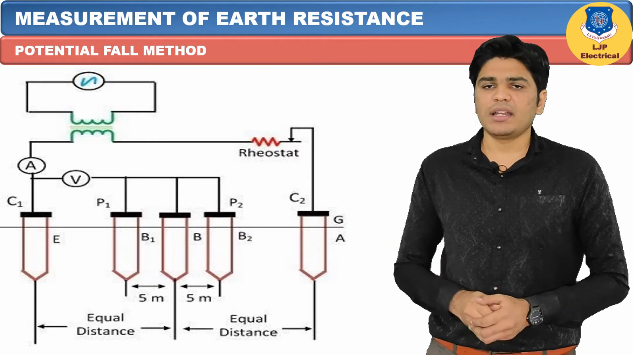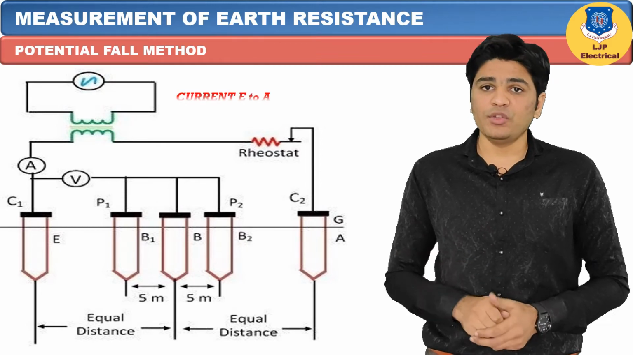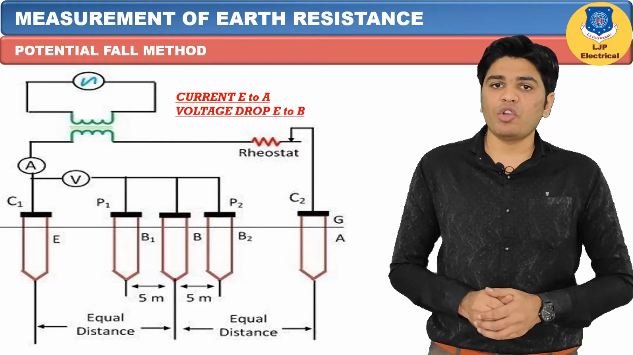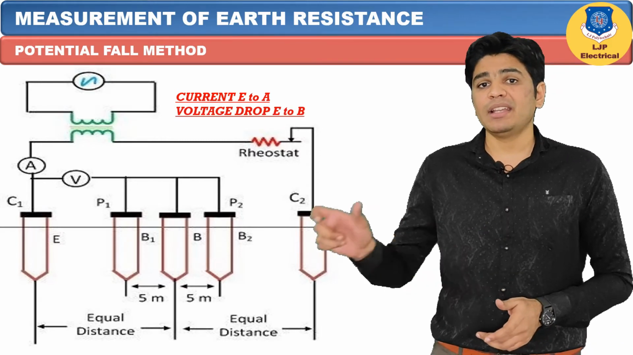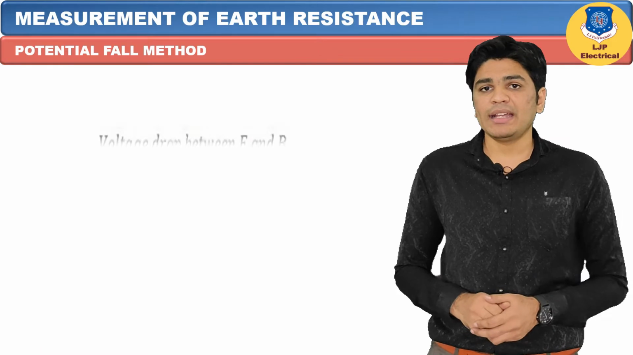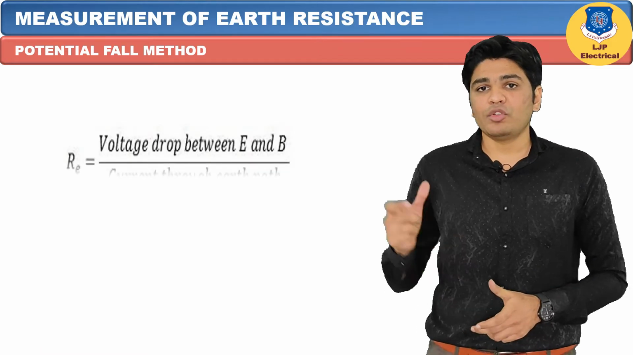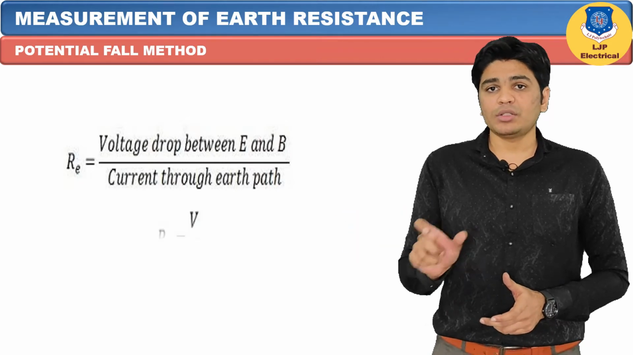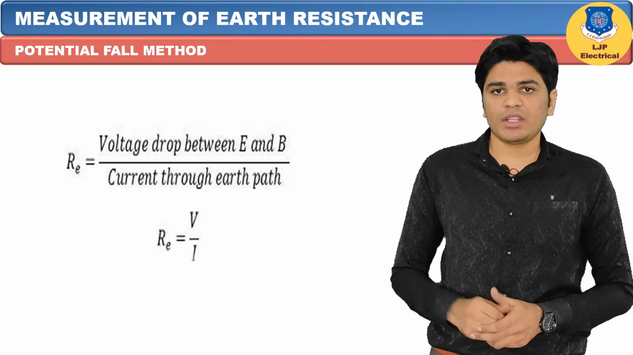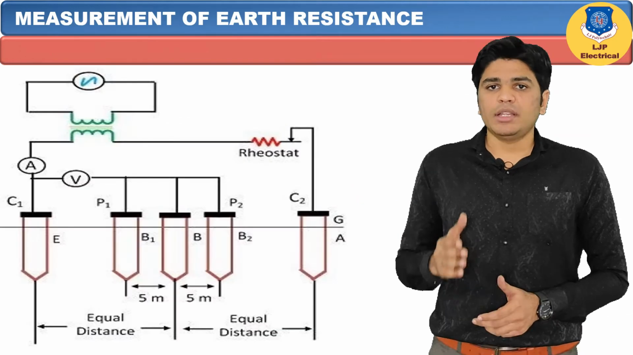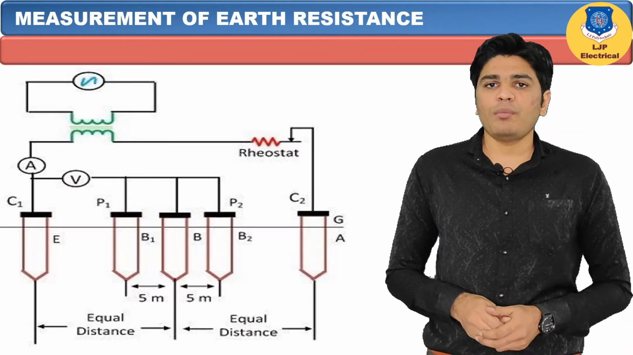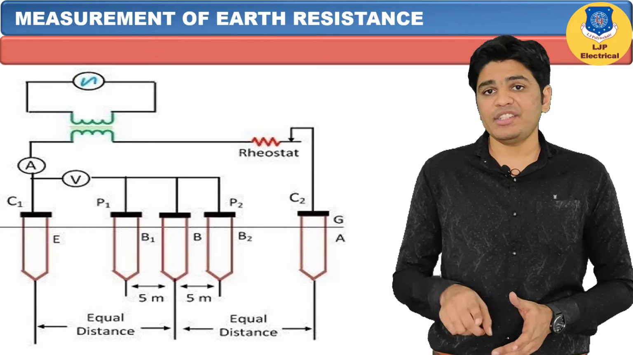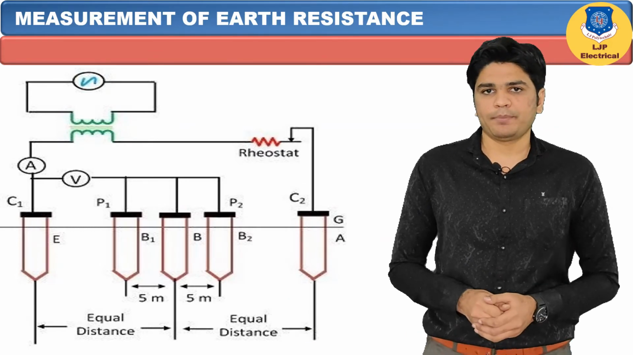An alternating current of steady value passes through the earth path from E to A and the voltage drop between E and B is measured. In this formula, resistance R is equal to the voltage drop between E and B upon the current through the earth path, that is R equals V upon I. The electrode B is moved from position B1 to B2 respectively, so that the resistance areas do not overlap.